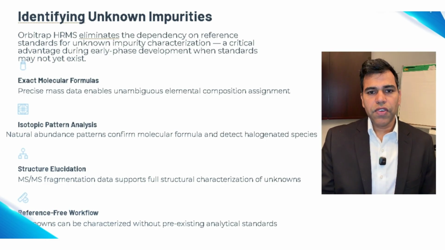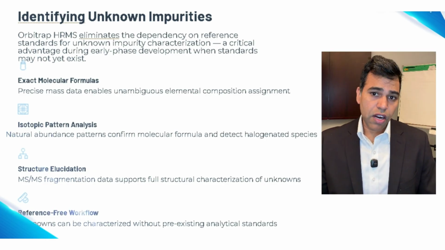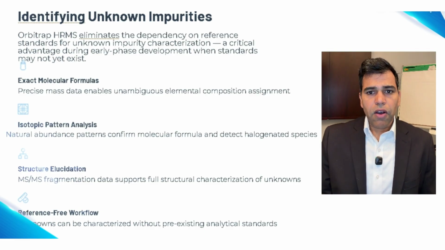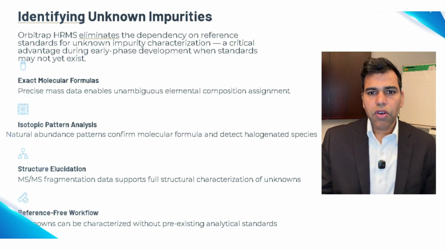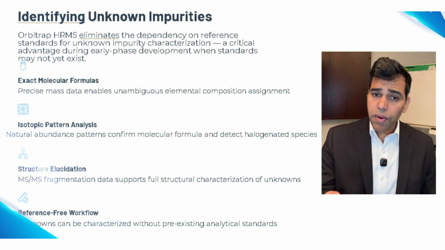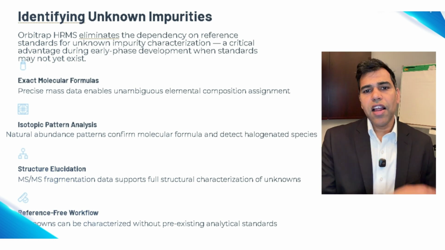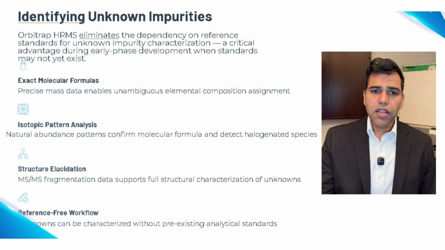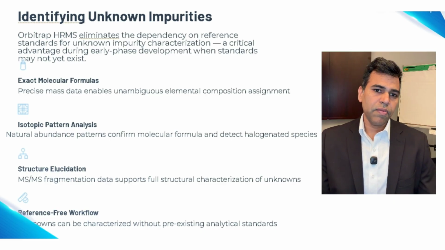This is a massive advantage in early phase drug development where standards simply don't exist or are difficult to synthesize. You are seeing something in your chromatogram, you don't know what it is. With Orbitrap, you use the exact mass to assign an elemental formula. You look at the isotopic pattern to confirm it and detect any halogenation. Then you run MS-MS fragmentation and start piecing together the structure.